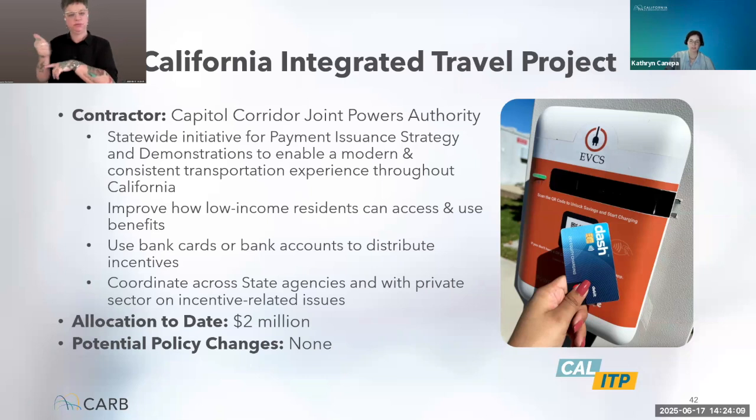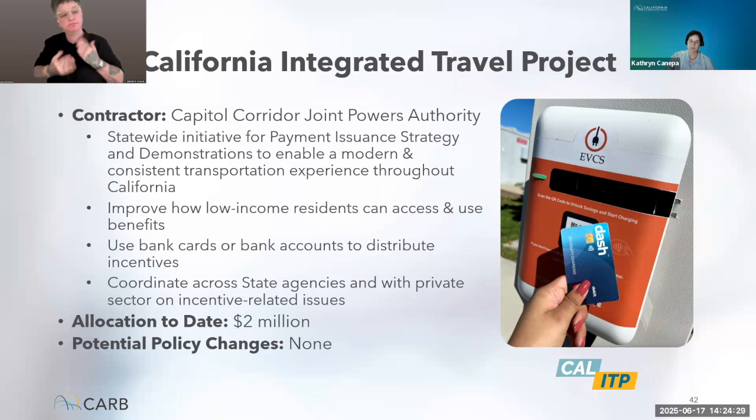CAL-ITP focuses on challenging policy and technology issues at the intersection of sustainable transportation and payments. CARB and CAL-ITP conducted research about the adoption of contactless payments at EV chargers across the state to help CARB's regulatory teams develop legal requirements for payment acceptance technologies.